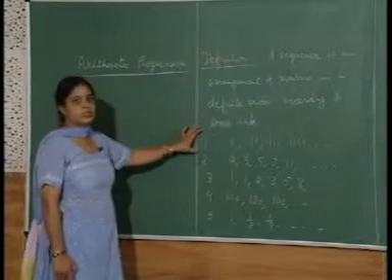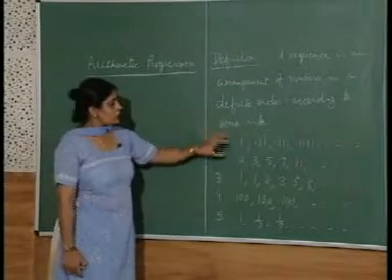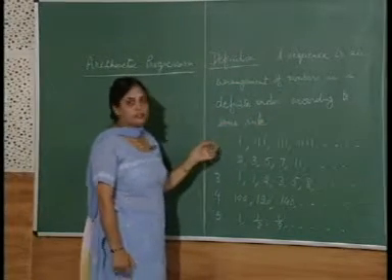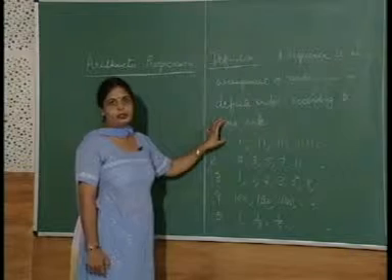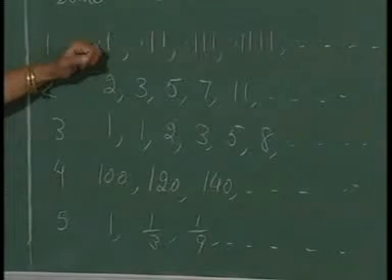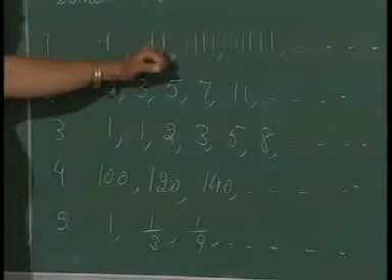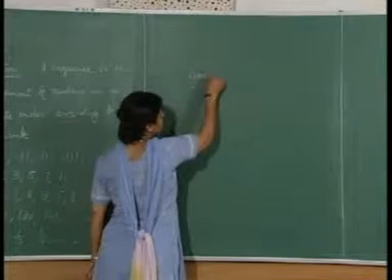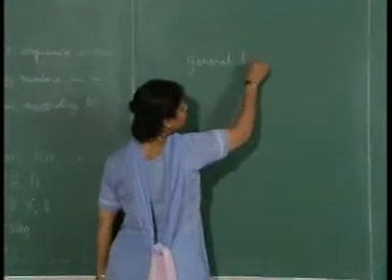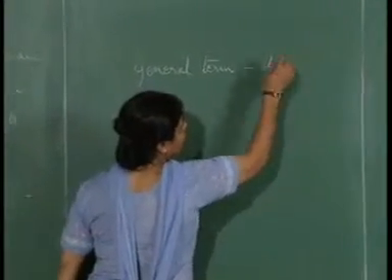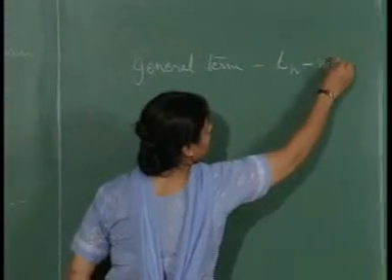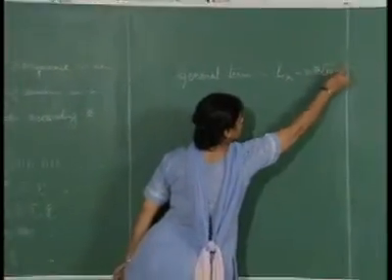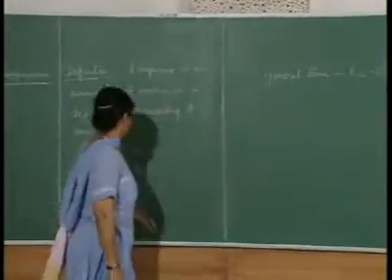Now when we talk of a sequence, there are certain numbers which belong to the sequence. These are called the terms. So the first term we usually denote by T1, the second term we denote by T2, and the general term we denote by Tn, which is also the nth term of a sequence for any natural number n.